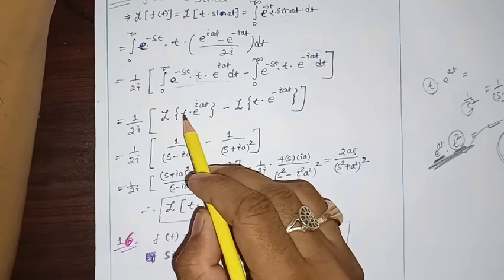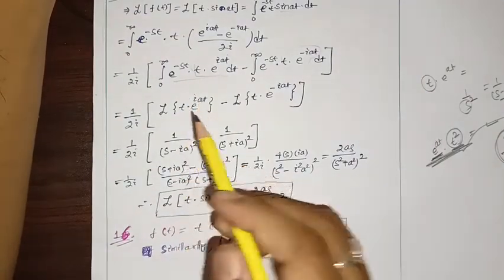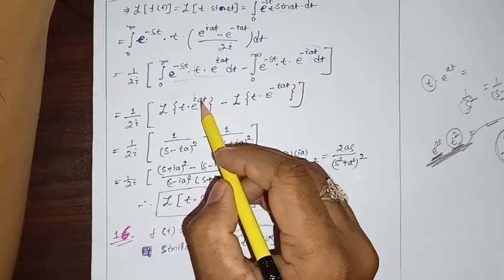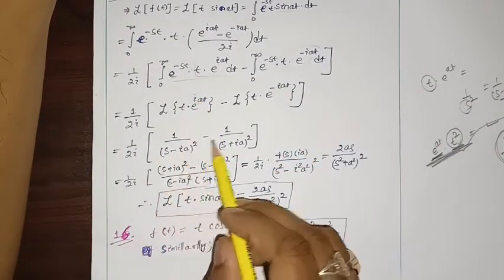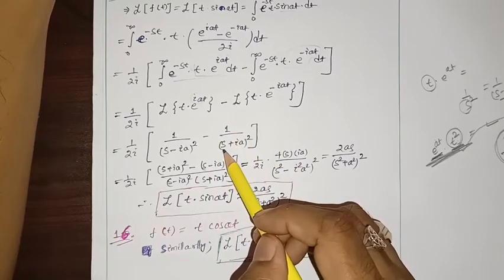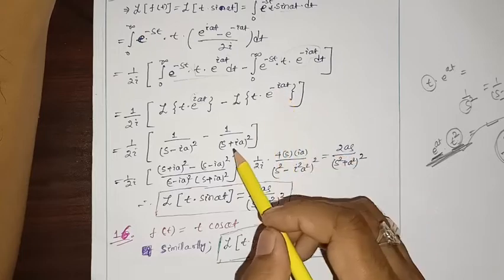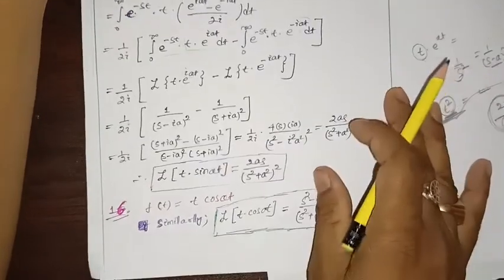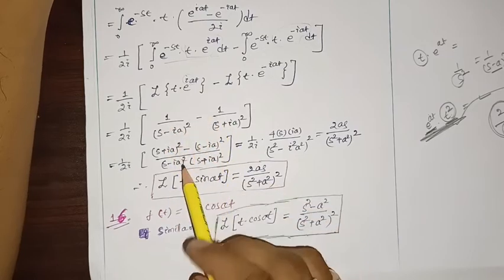Now here e to the power at t is there. For t it will be 1 by s square. So for e to the power iat, here a is ia. So 1 by s minus ia whole square, minus 1 by s minus of minus ia, so s plus ia whole square. Now you just subtract these two terms.